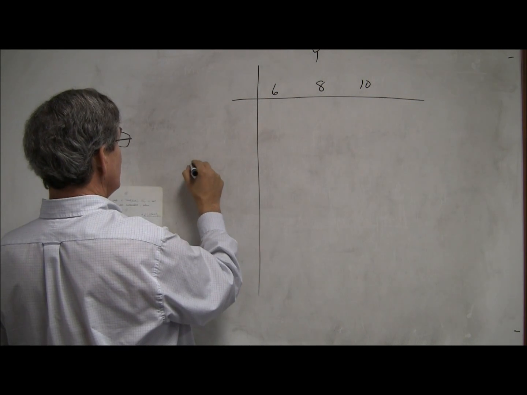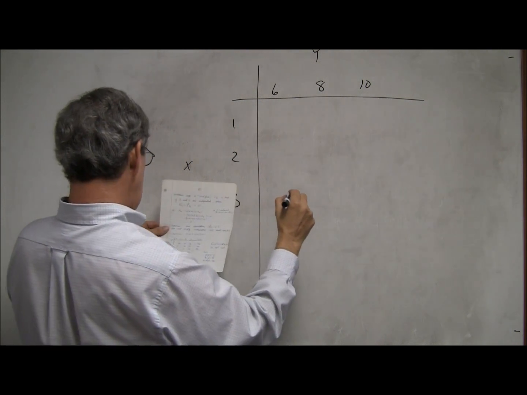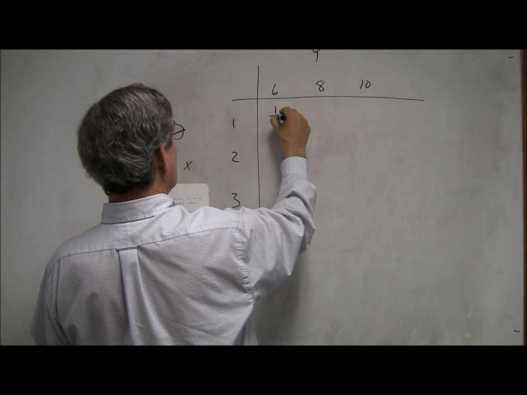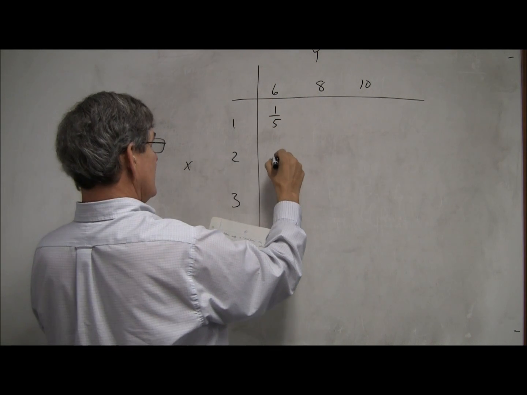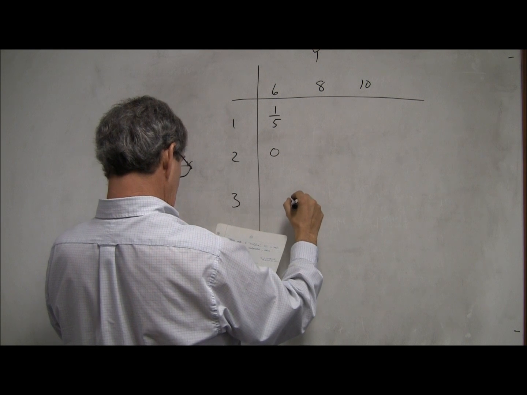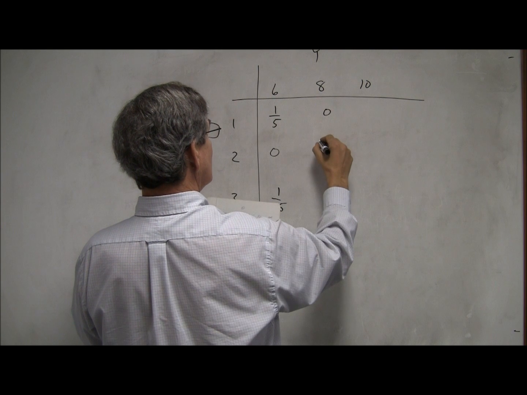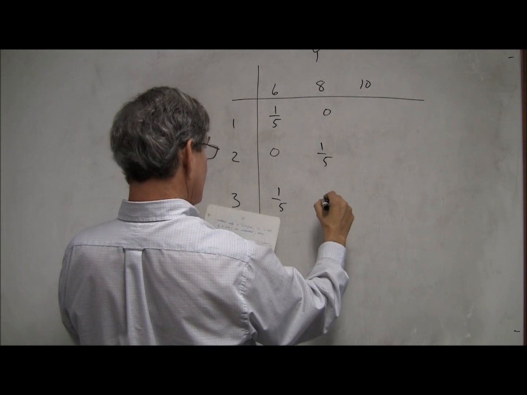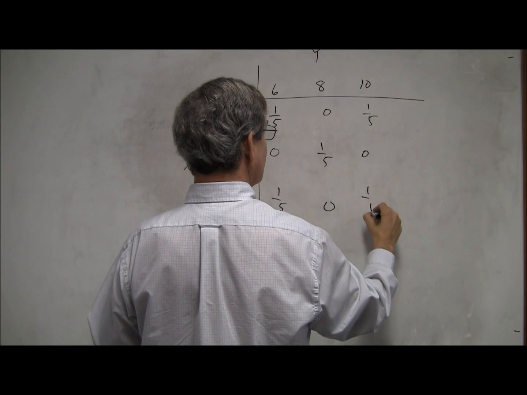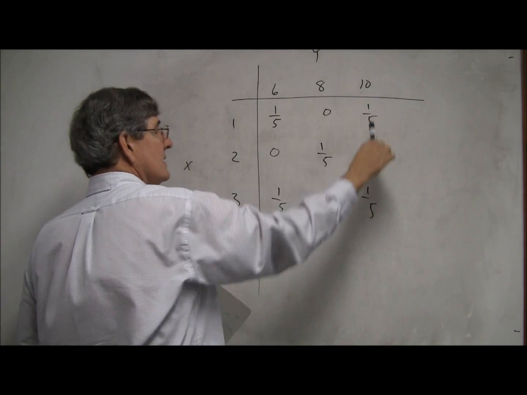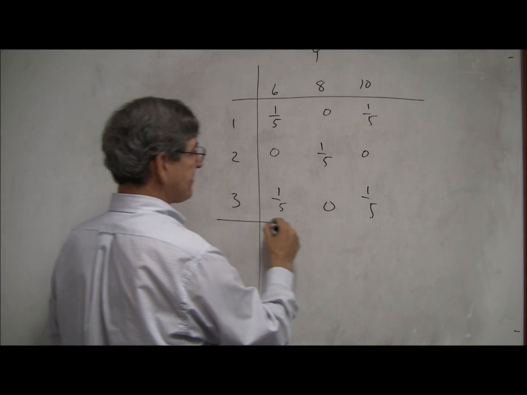X can take on the values 1, 2, and 3. And the probabilities are 1/5. So that's the probability that x equals 1 and y equals 6. This one is 0, 1/5, 0. And this is 1/5, 0, 1/5. There's 5 of these, so the probabilities sum to 1. And so there you have it.